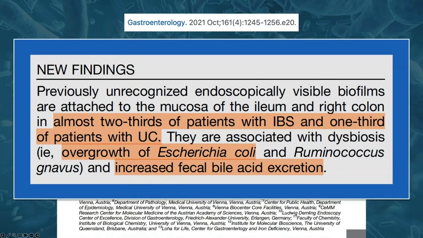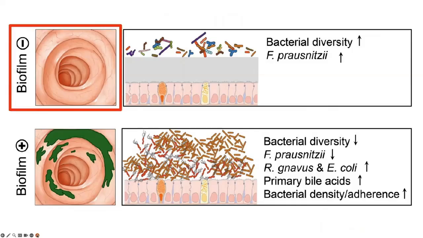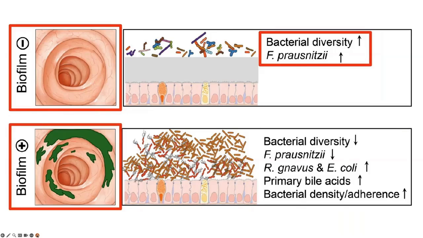bile acid malabsorption phenomenon. And this is just an illustration depicting what they found: in generally healthier patients that did not have biofilms, there's a good bacterial diversity and good levels of Faecalibacterium. But in the patients that had predominance of biofilms, they found a decrease in bacterial diversity, decrease in Faecalibacterium prausnitzii, and also this increase in E. coli and primary bile acids.